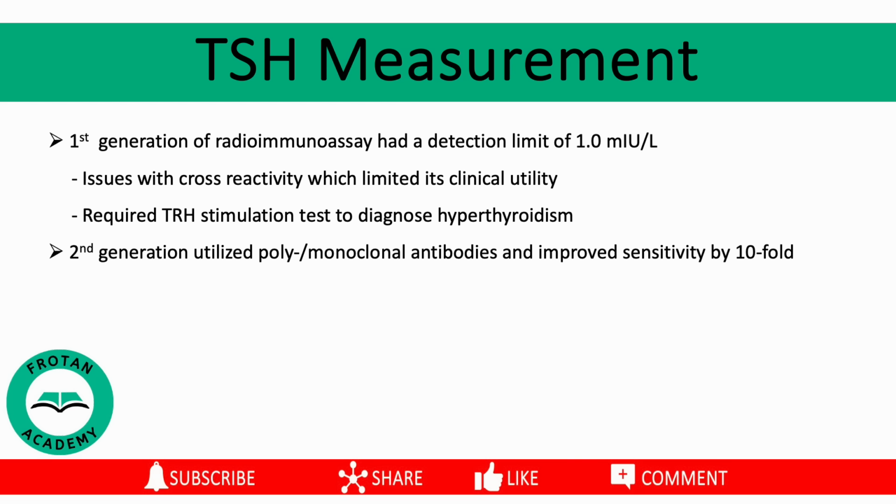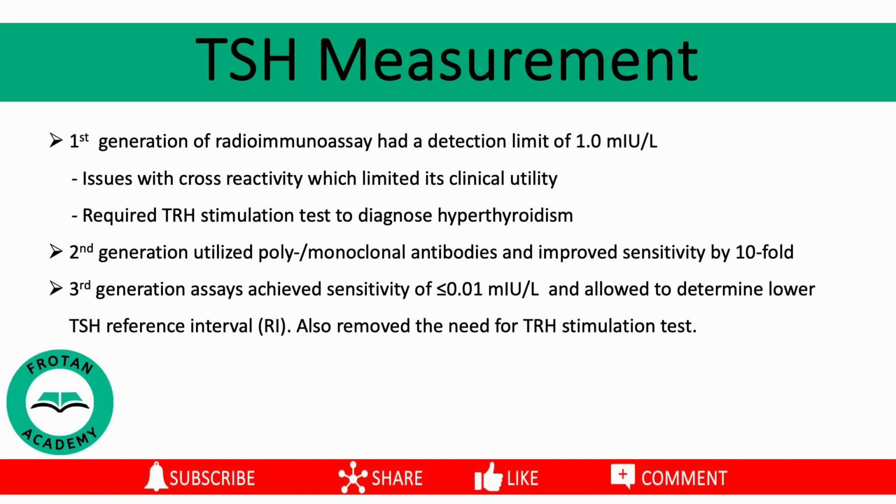However, the sensitivity of TSH assay was improved by tenfold with the second generation of radioimmunological methods that utilized a combination of poly and/or monoclonal antibodies targeting different TSH epitopes in a sandwich format. This also reduced cross-reactivity and improved sensitivity and specificity.